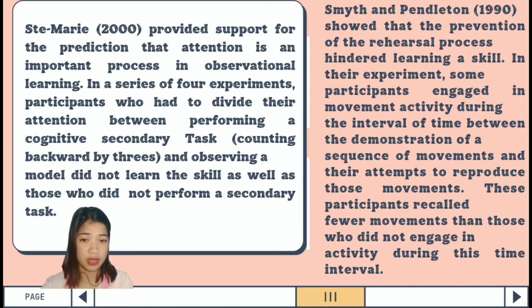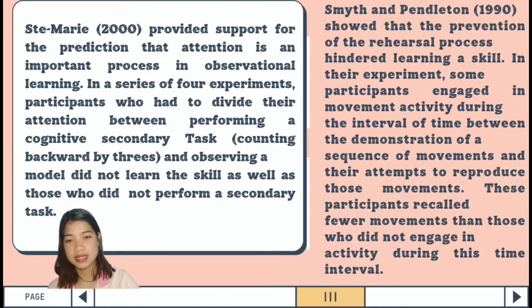So for example, we have the theory of Shea and Wulf, 2000. It provided support for the prediction that attention is an important process in observational learning. In a series of 4 experiments, participants who had to divide their attention between performing a cognitive secondary task, counting backward by threes, and observing a model did not learn the skill as well as those who did not perform a secondary task. In an experiment discussed in Chapter 10 by Smith and Pendleton, 1990, showed that the prevention of the rehearsal process hindered learning a skill.